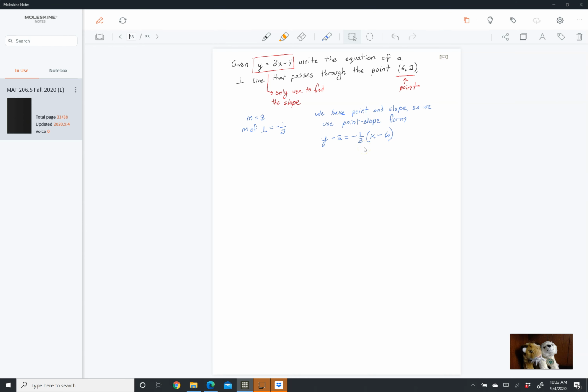And this is it. It doesn't tell you what form to put the equation of the new line in, right? It doesn't say that your answer has to be in standard form or slope-intercept form. So you're done here, okay? You don't have to do anything else. Let's take another example. And this one I'd like you to try on your own.